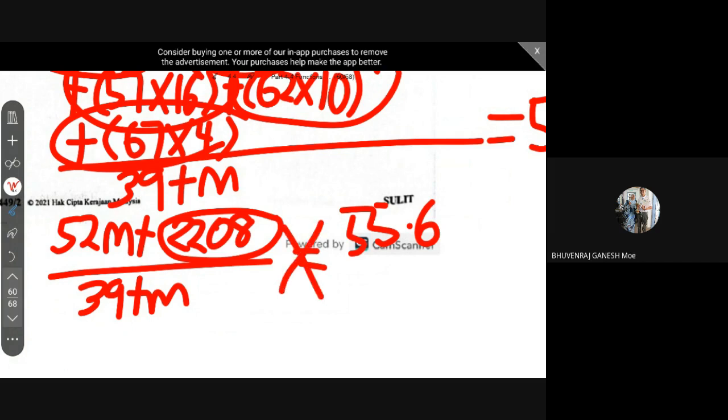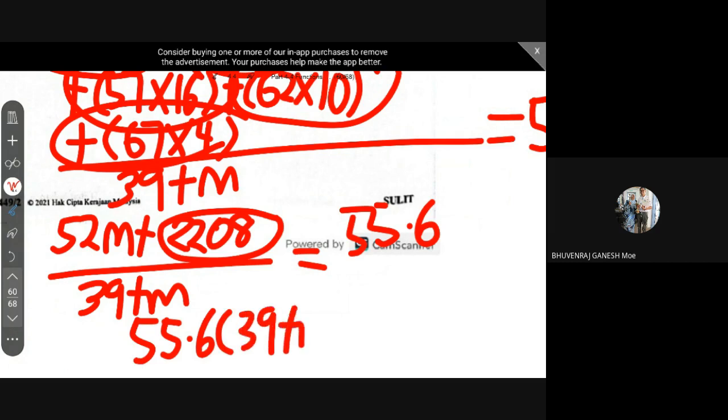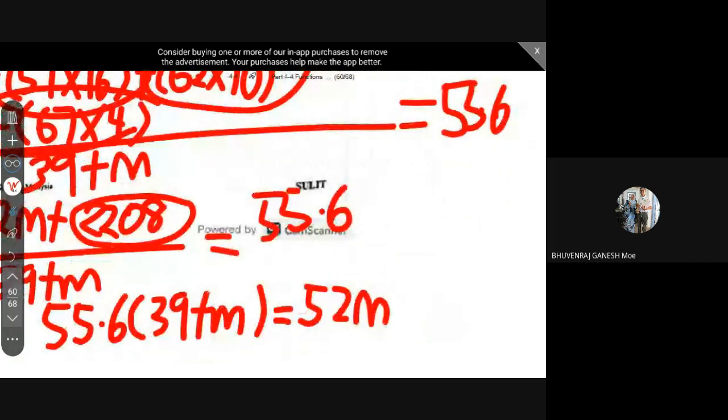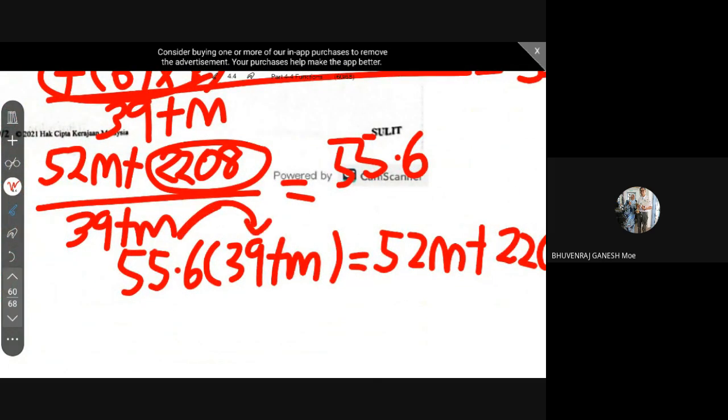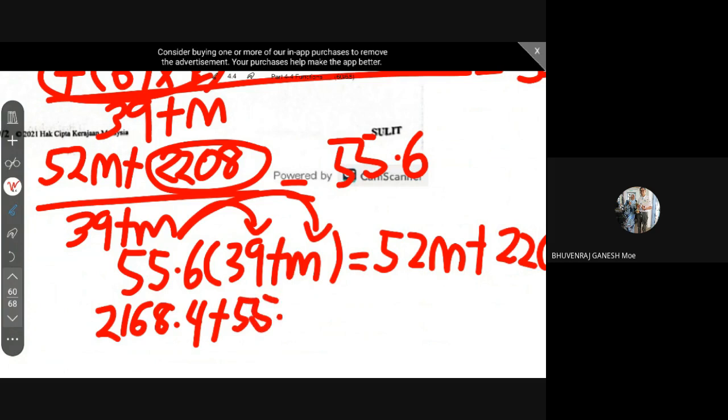The method is actually called cross multiply. Good. Means you understand. Means we cross both sides. This is the method name. Okay, so 55.6 bracket 39 plus M equals 52M plus 2208. Okay, so now from here, we need to expand this. Means we times the 55.6 inside both. So this one you have to press calculator again. This one you will get 2168.4 plus 55.6M equal 52M plus 2208.